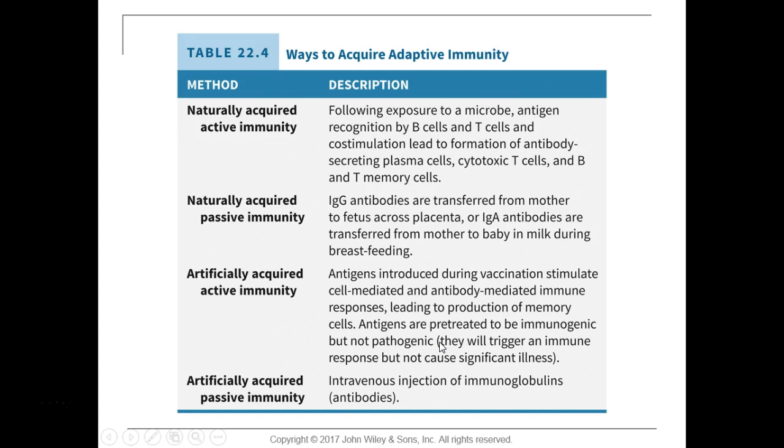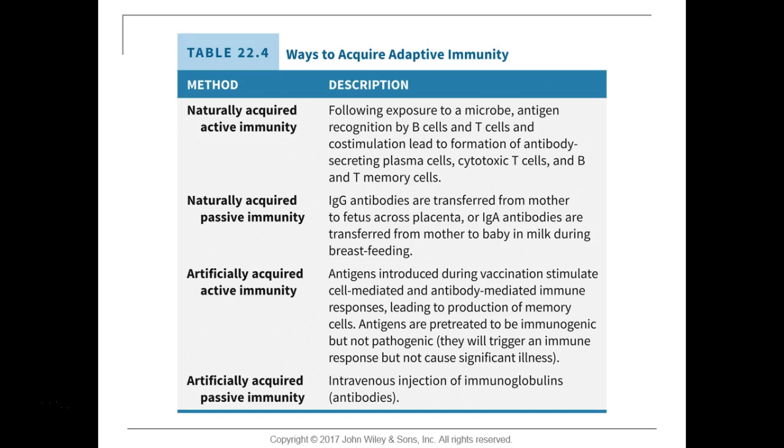All right, now let's talk about adaptive immunity with some definitions. There's something called naturally acquired active immunity. Naturally acquired active immunity basically is when you come in contact with an antigen. You're exposed to someone that's sick and they give you the virus or the bacteria, and then your body naturally produces an immune response against it, the cell-mediated and antibody-mediated immune responses against that particular pathogen. So when you come in contact with that, that's the naturally acquired active immunity.